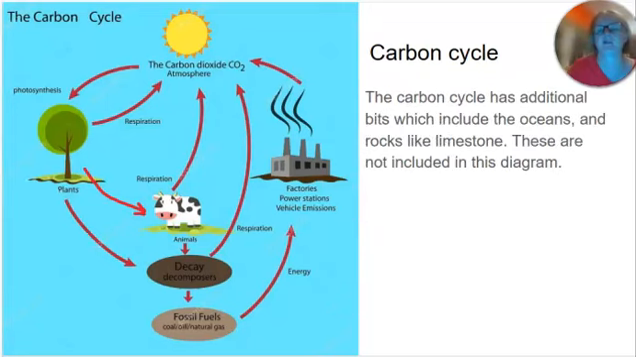Now, the carbon cycle I've shown you here is actually a very simplified version. There are more bits to the carbon cycle, which include the oceans and also rocks like limestone that hold and trap carbon in them too, and they're not included in this diagram.